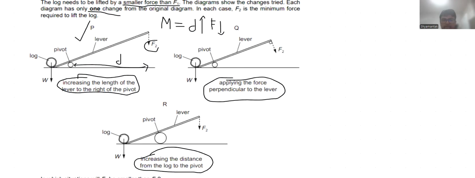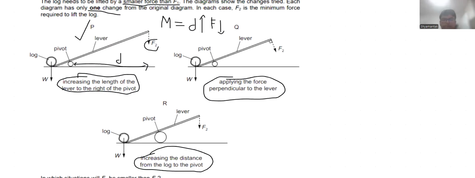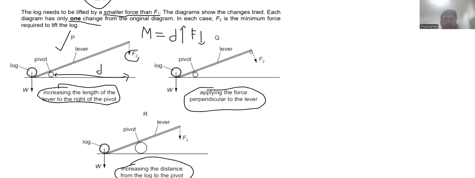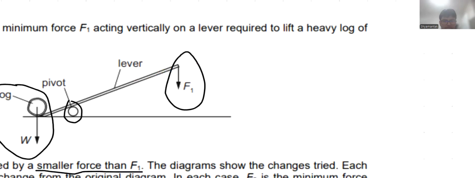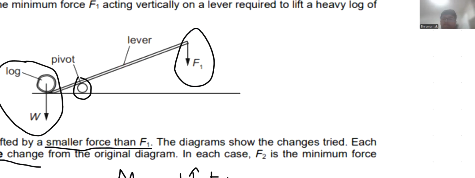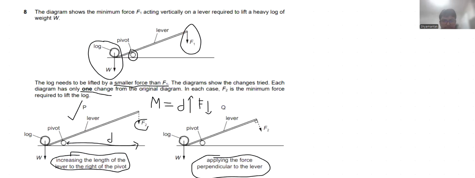Now let's consider Q. Applying the force perpendicular to the lever. I will go back to this part because it's easier to demonstrate here. In this case, there's one important thing we need to consider about the moments. It's that the force acting on the object must be perpendicular to the system. So it's this, sorry, this actually destroys the whole aim, which is to show that F2 is smaller than F1.